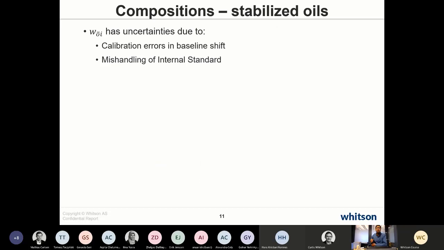So when we look at the PVT reports, we look at these mass fractions reported for the flashed oil. We should be aware that those measurements, the flashed oil composition, may have uncertainty due to these calibration errors. Gulnar has a question.